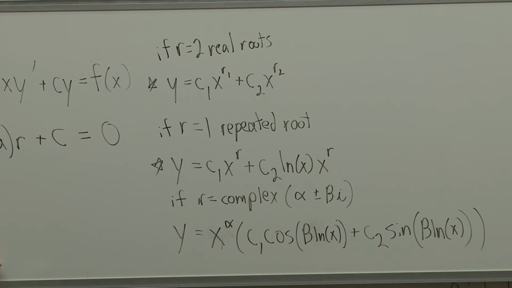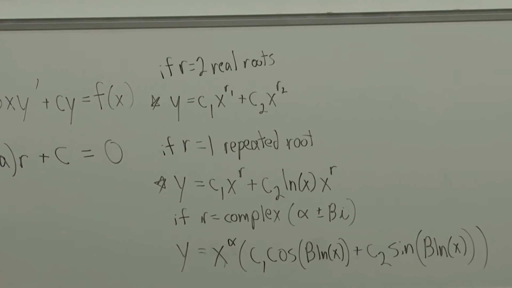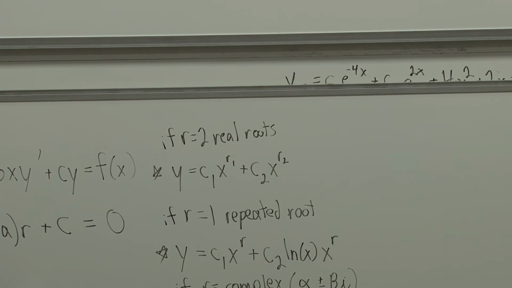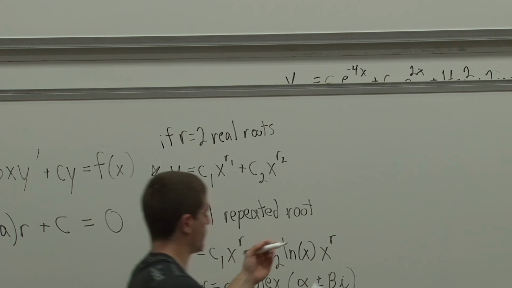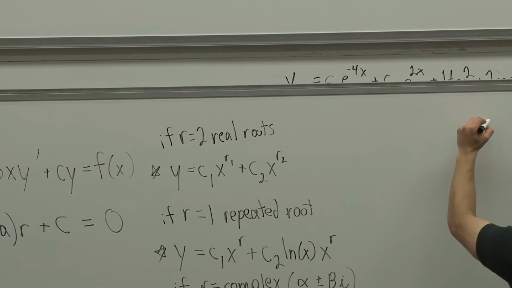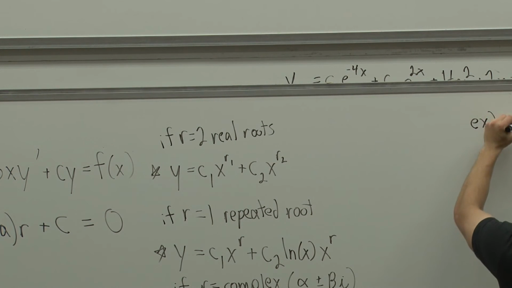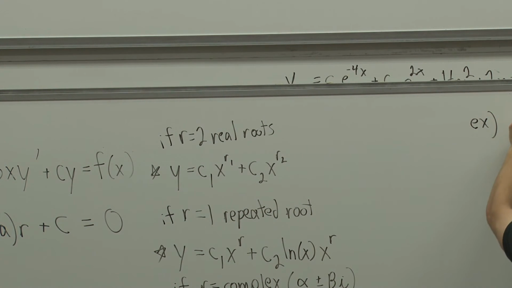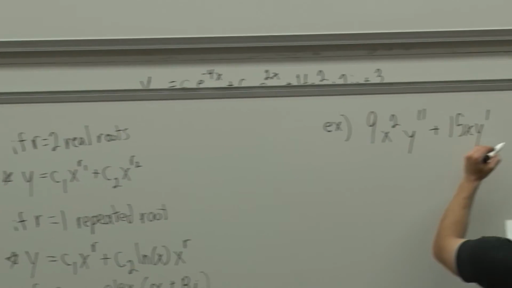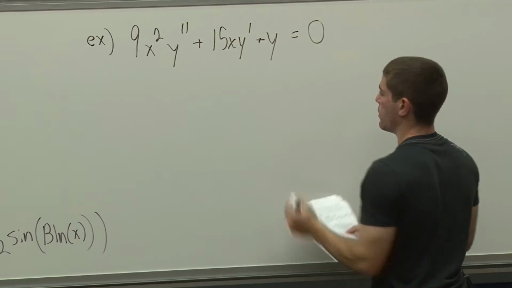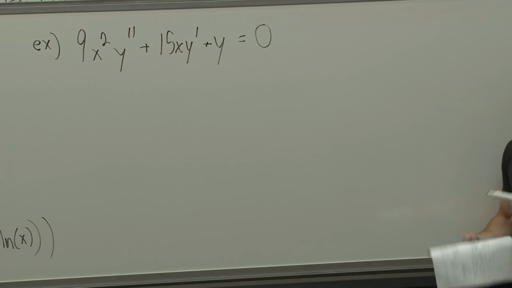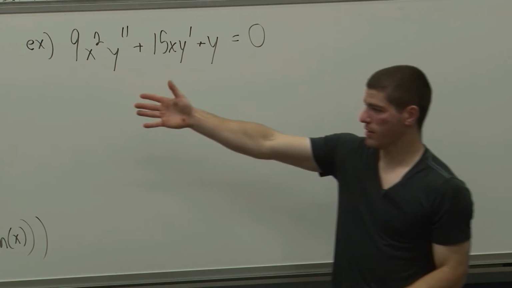I'll do this one. It was a little difficult. All right, so suppose you have this example: 9x squared y double prime plus 15x y prime plus y equals 0. So we do what we know to do.